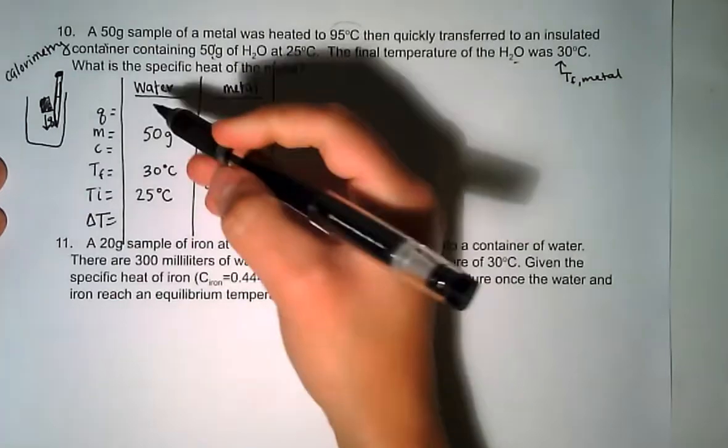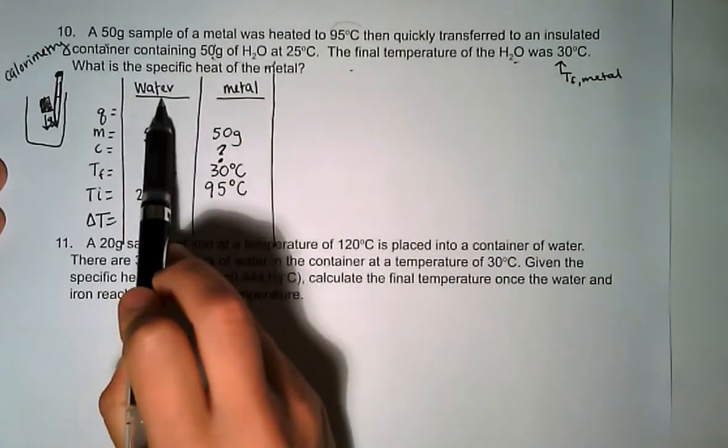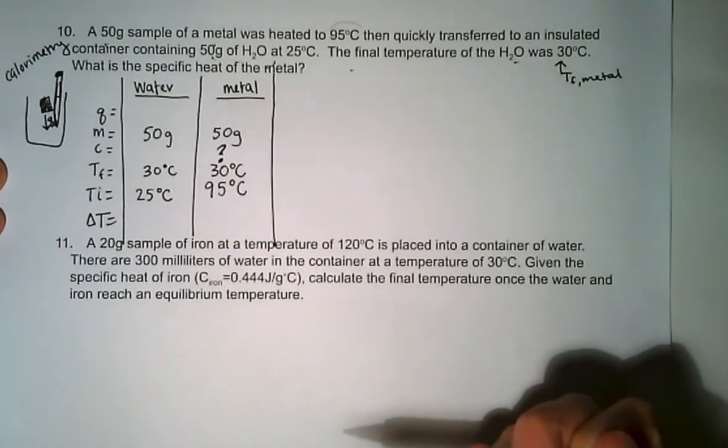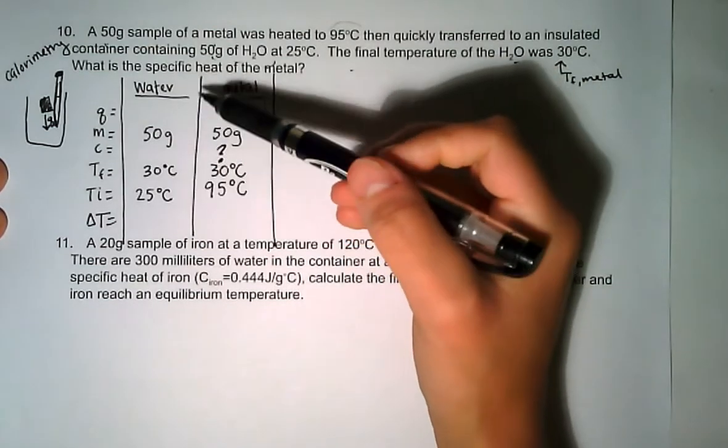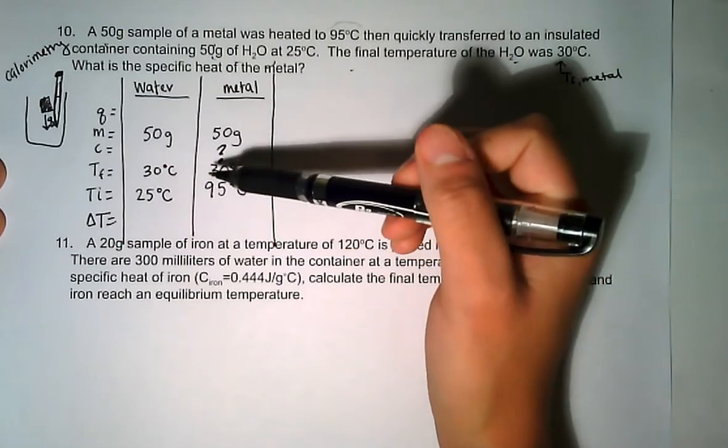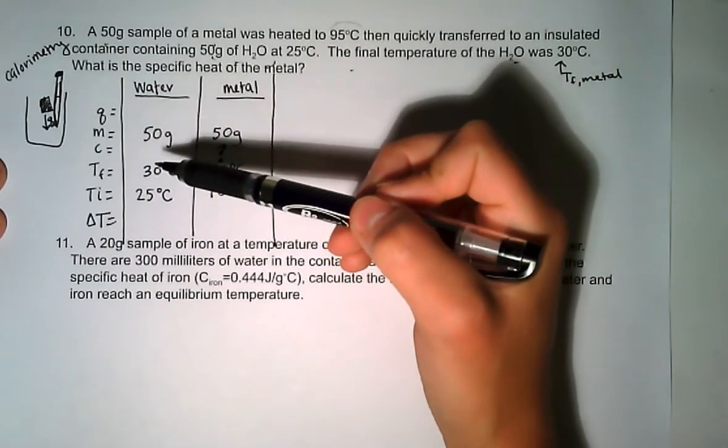So we have a lot of information, but we also have a lot of missing pieces of information. So let's figure out which ones we know on our own. I think, okay, I don't know the specific heat of the metal, that's what we're looking for, but I do know the specific heat of liquid water.